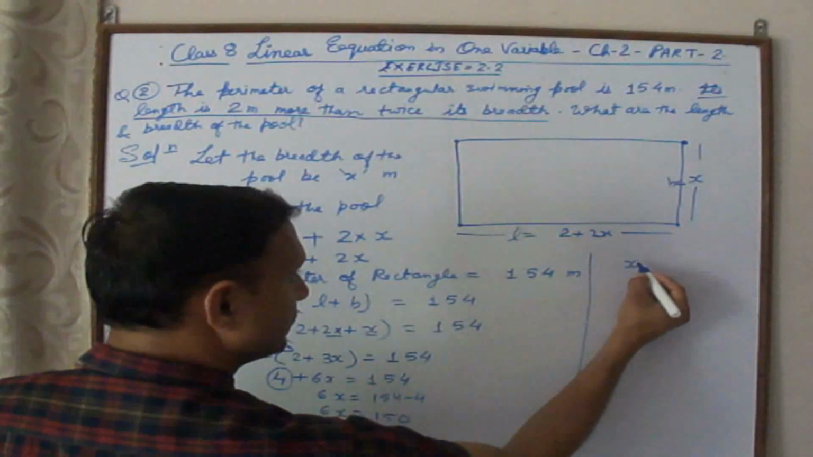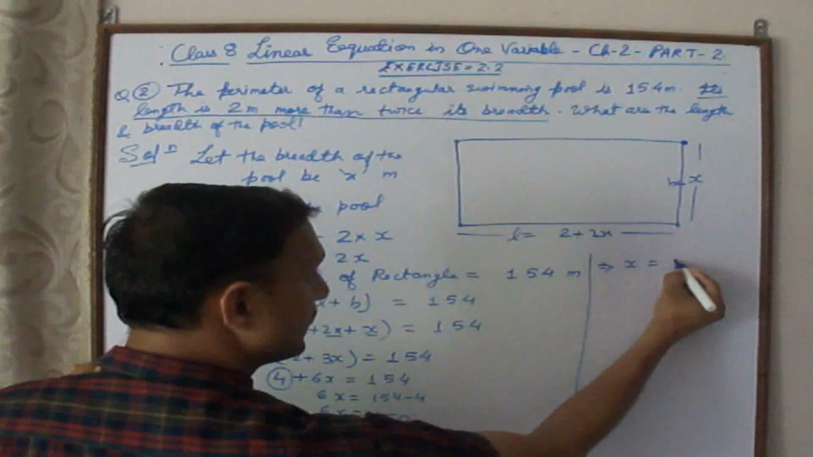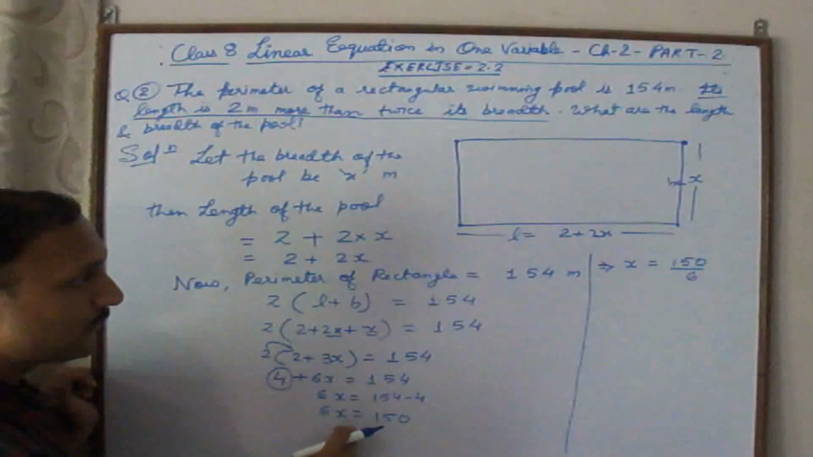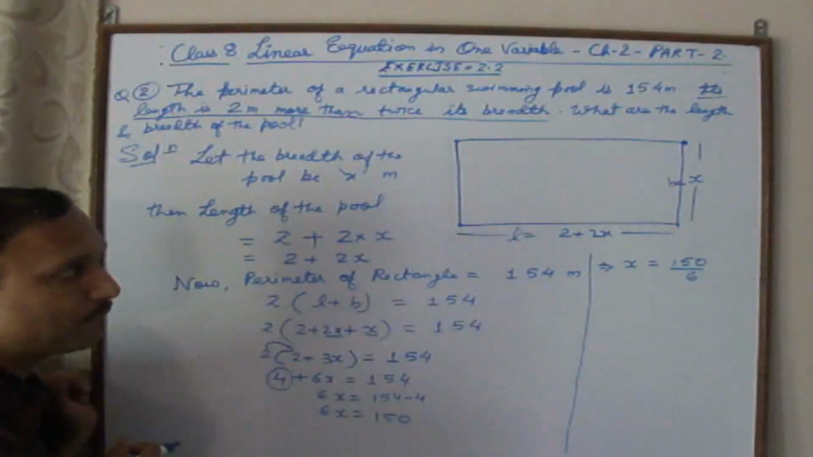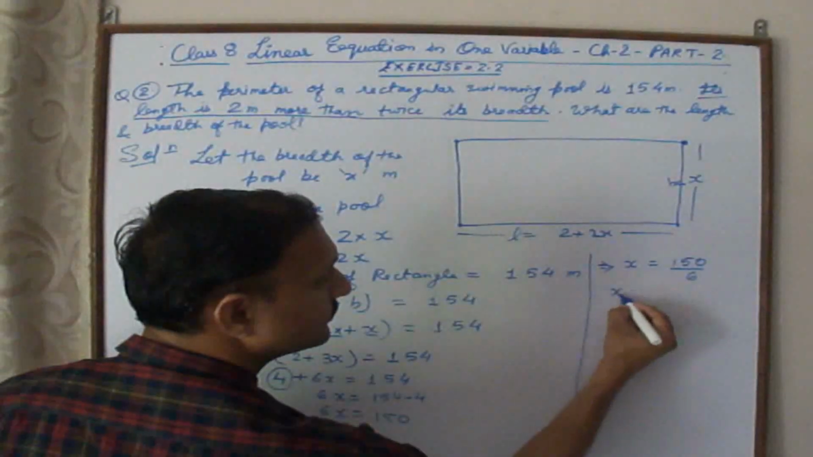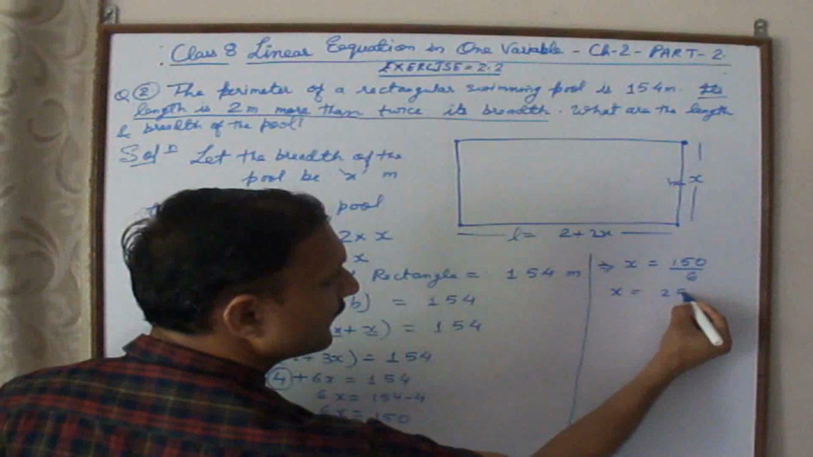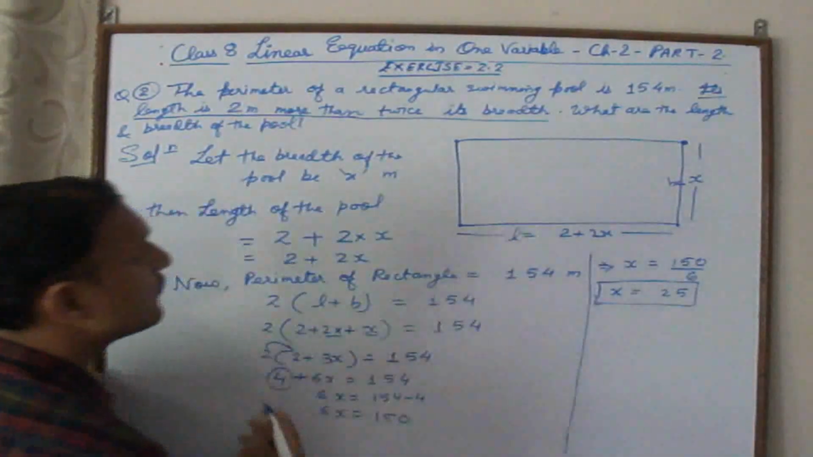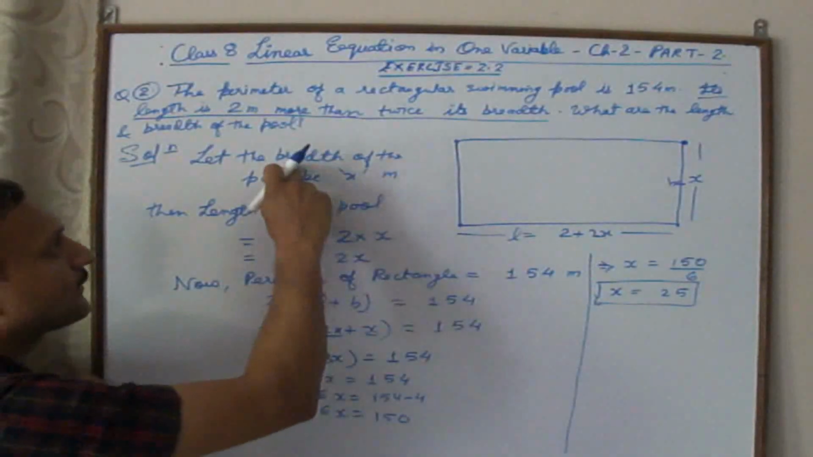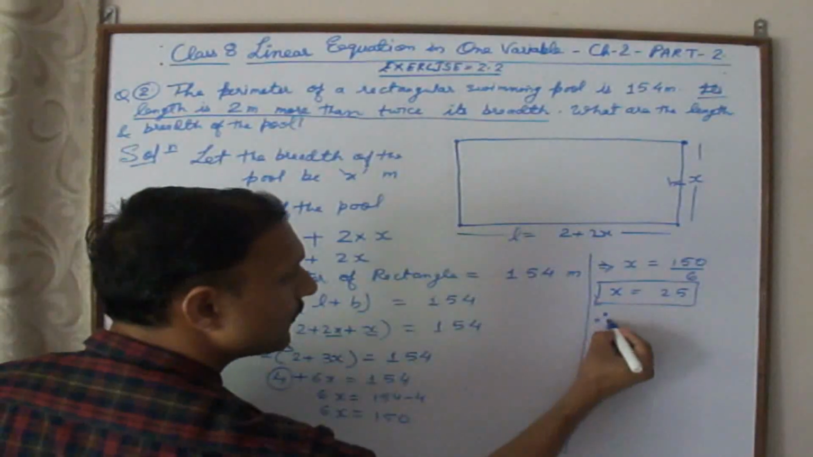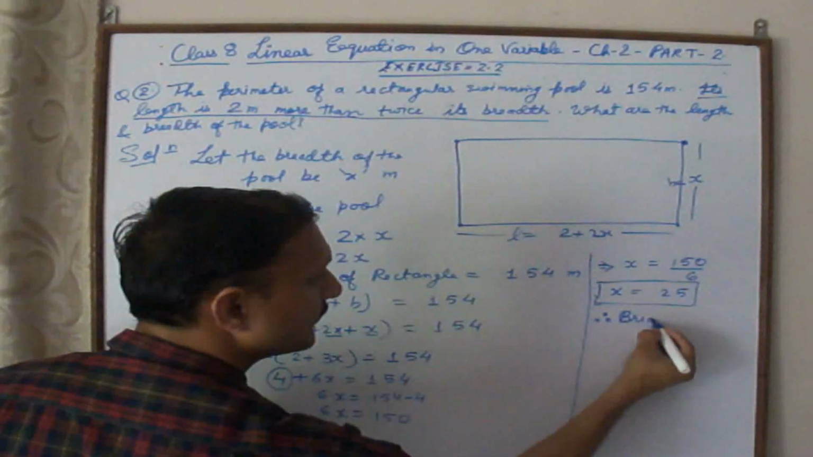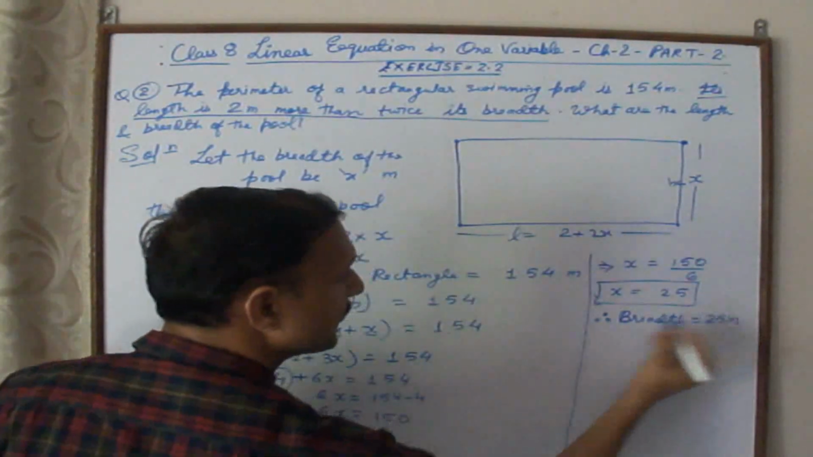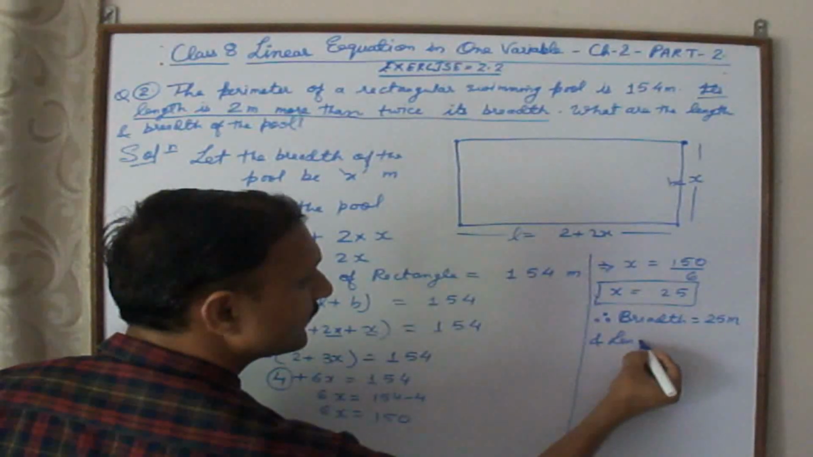It implies x equals 150 divided by 6. Now cancel. x equals 25. So finally we got the value of x. And what is x here? What we assumed as x? Breadth. Therefore, breadth equals 25 meter. And what is length?